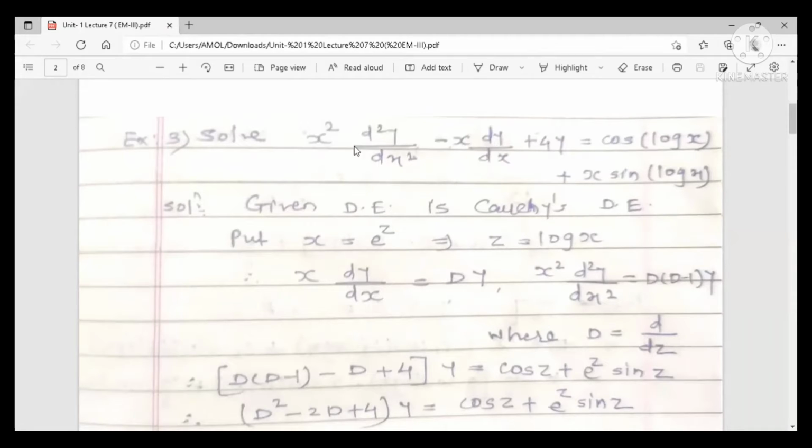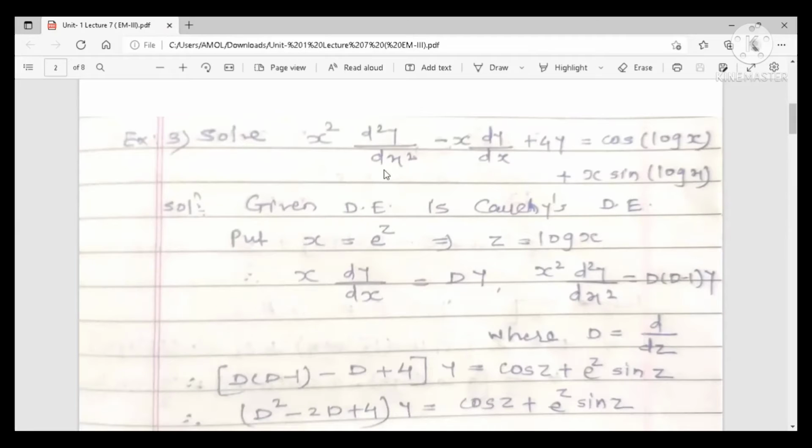See, in the first term, the second order derivative term is there, d2y by dx square, with the same degree polynomial, x square, and the constant coefficient is 1. In the middle term, minus x into dy by dx, the first order derivative term is there, with a polynomial function of degree 1. In the last term, the derivative term is absent, so the polynomial is absent here. And in the RHS, the function is cos of log of x plus x into sine of log of x.